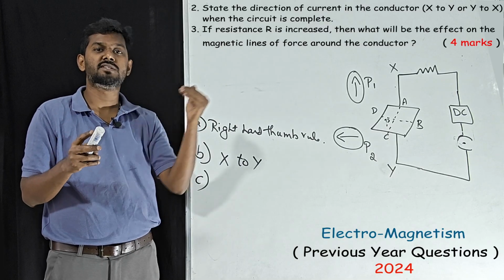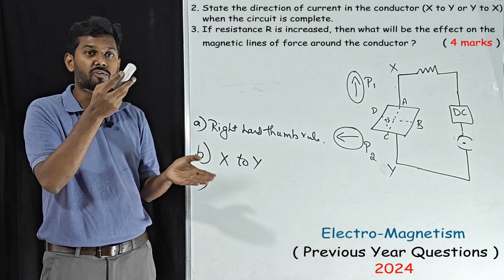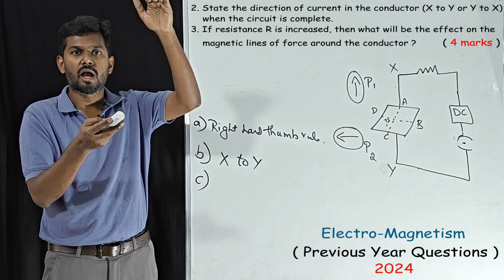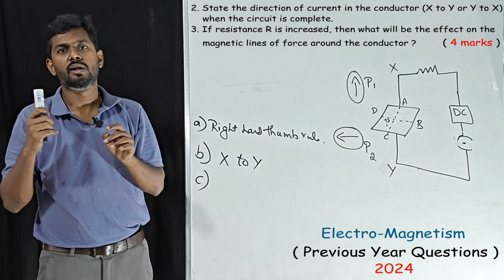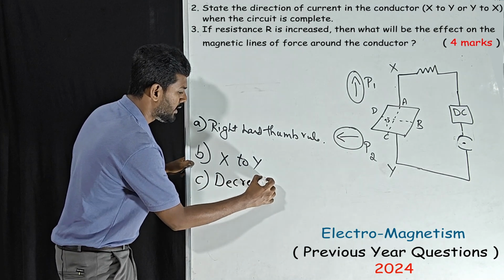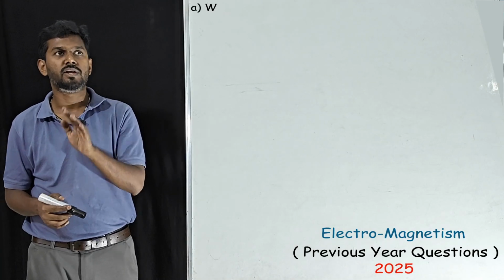How are current and resistance related? Current is inversely proportional to resistance. So according to the question, if resistance increases, current decreases. If current decreases, magnetic field also decreases. So the answer for this question is decreases. That's it. Now we'll move on to 2025.